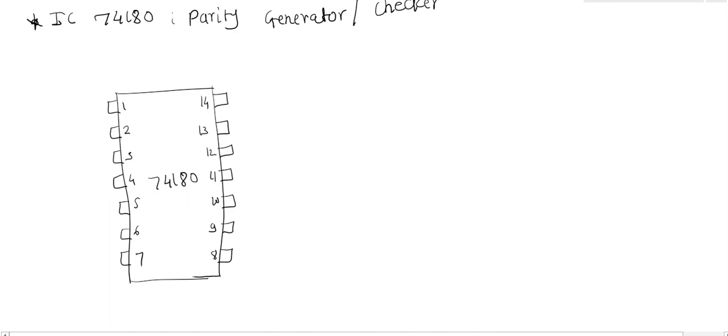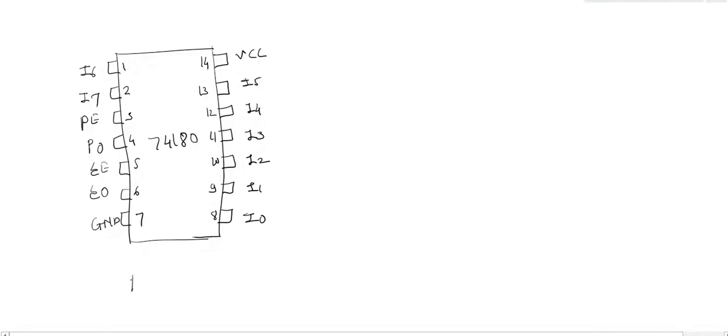Pin number 1 is I6, input number 6, then input number 7. Then parity even, parity odd. Then summation of E, summation of O, ground, VCC. Then input number 0, 1, 2, 3, 4 and 5. This is the pin diagram.